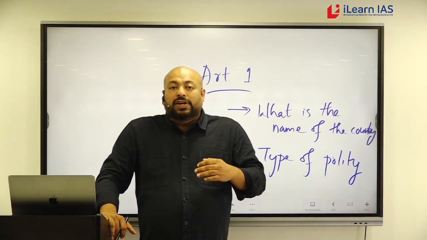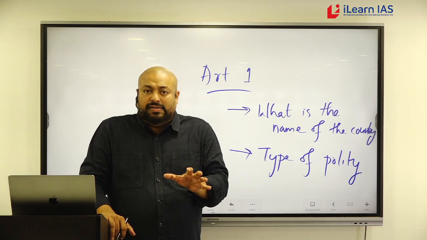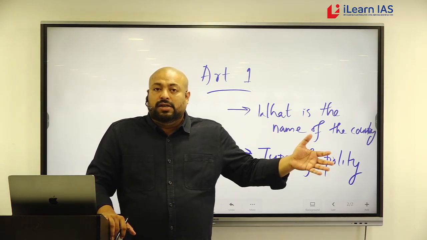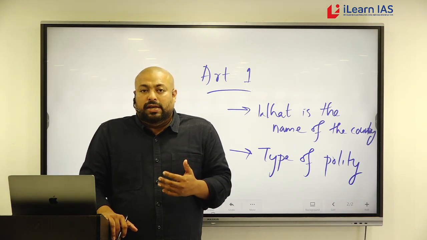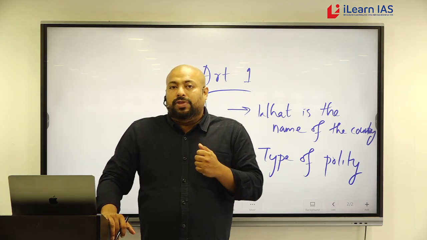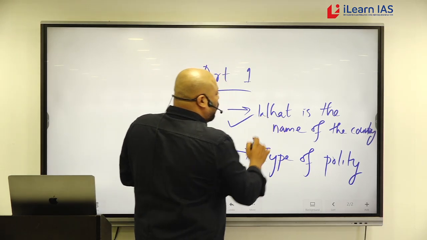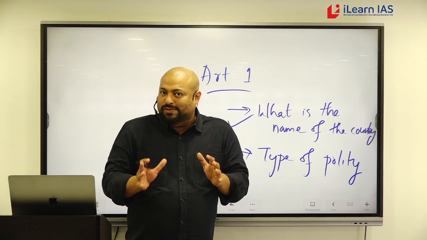So therefore, we adopted both the names, and the very first part of Article 1 says that India, that is Bharat, shall be a union of states. So therefore, we adopted both the names for our country. We adopted the traditional name Bharat as well as the modern name India. So from Article 1, we get an idea about what is going to be the name of the country. That is India, that is Bharat. So that is very clear.